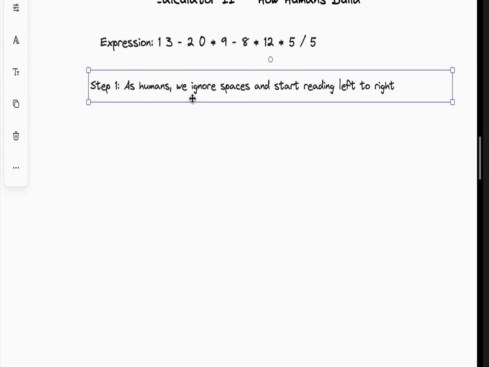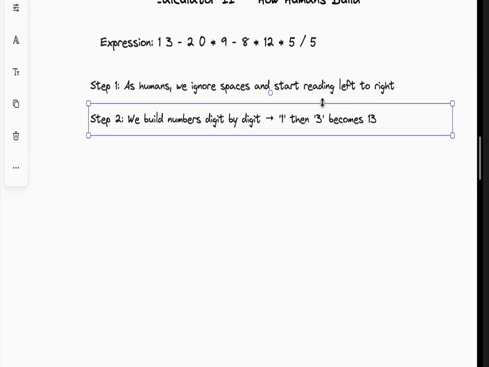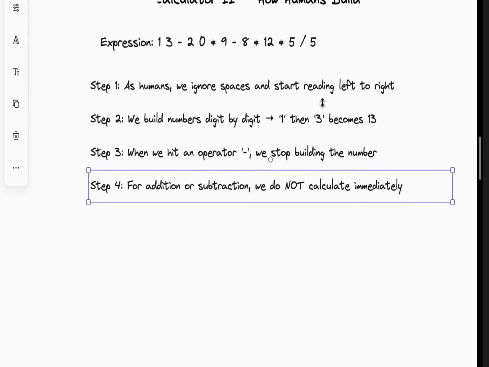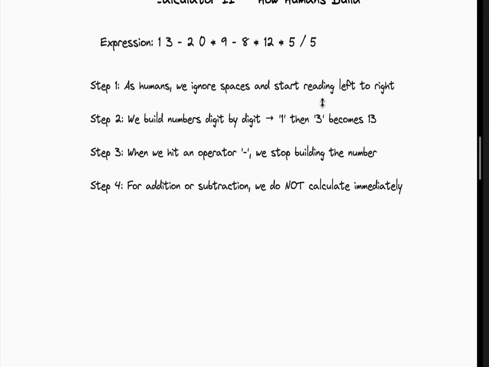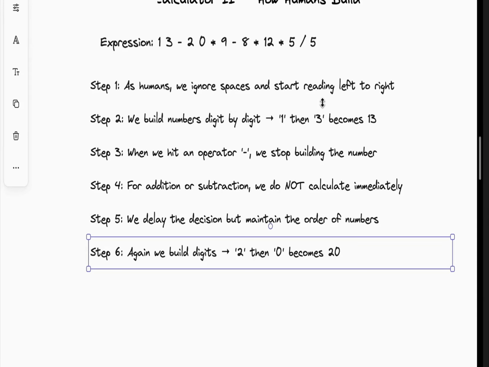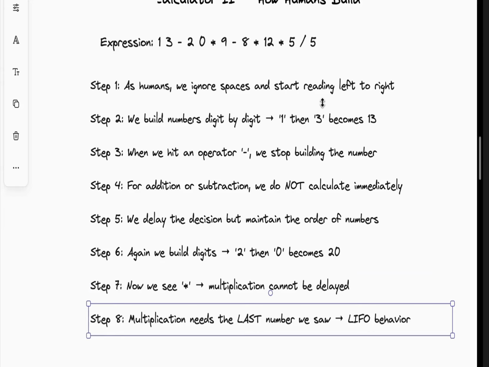Okay, so let's try to note down our steps. First step: we will ignore the space and read from left to right. Then we will build the number digit by digit. Then when we hit an operator, we will stop building the number. Then for addition or subtraction, we will not calculate immediately. We delay the decision but maintain the order of the numbers. Again we will build a number. Now we see multiplication. Now it cannot be delayed, so we will solve it. Multiplication needs the last number before it, so we use last in, first out behavior.